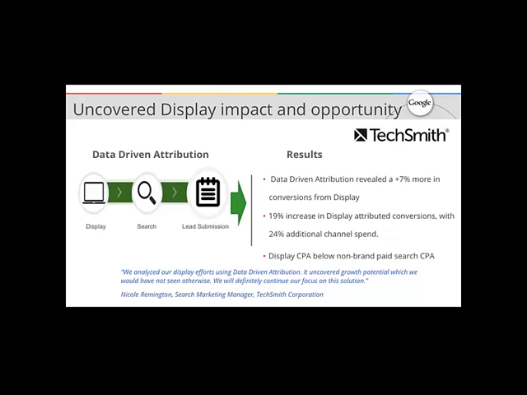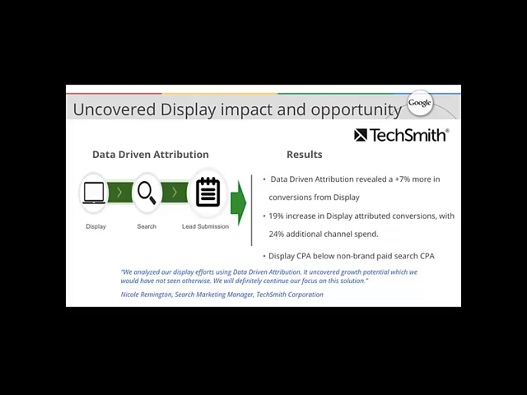So when you say that there was a 19% increase in display attributed conversion, it essentially means that that 19% was actually incorrectly attributed in the past, and now it is correctly attributed to display. So in the past there was an error in decision making because you were attributing a conversion which was actually happening from display to some other sources. Is that a correct understanding?